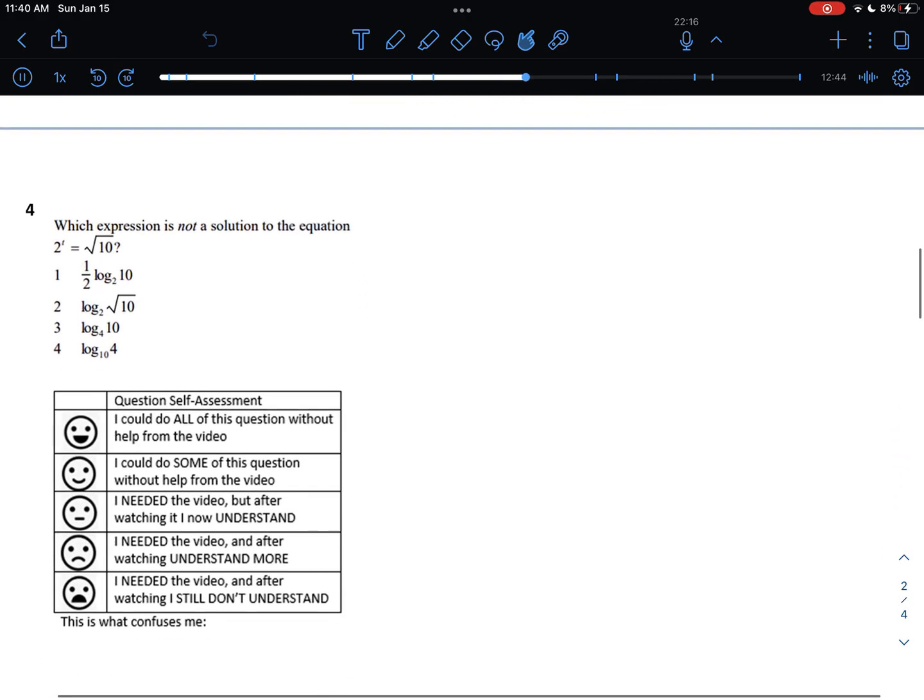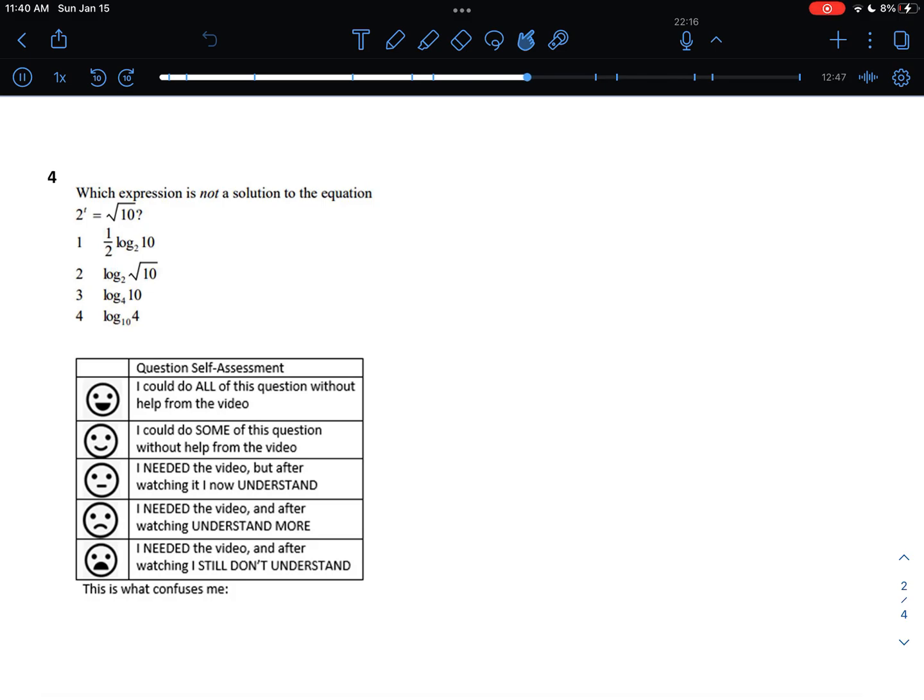We're on to question 4, and question 4 says, which expression is not a solution to the equation 2 to the t power equals the square root of 10? So I'm going to underline "not" because I'm looking for the one that is false. And I notice they're all logarithms, so I think the first thing I want to do is get my expression into a logarithm. So I'm going to rewrite it as 2 to the t power equals, and I'm going to rewrite that 10 as 10 to the 1/2 to see if that helps me out a little bit.